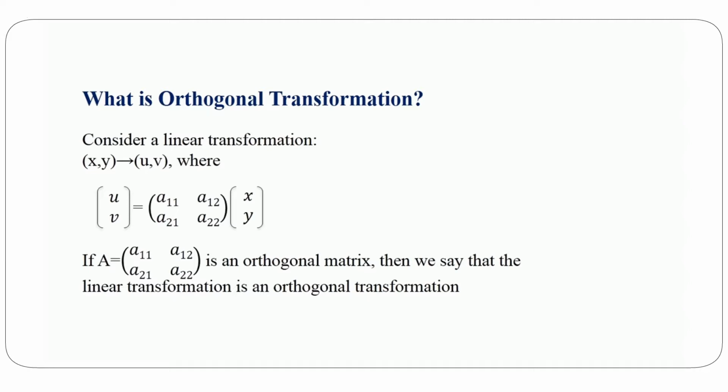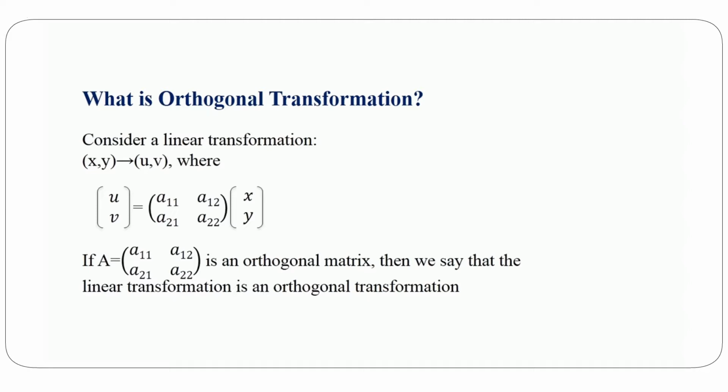Consider a linear transformation from the variables x, y to the variables u, v, where u, v is given by the following transformation with the help of the matrix A, which is a matrix of order 2 cross 2. If in particular this matrix A is an orthogonal matrix, then we say that the linear transformation is an orthogonal transformation. So, a natural question that arises is, what effect does this orthogonal transformation have on the axis?